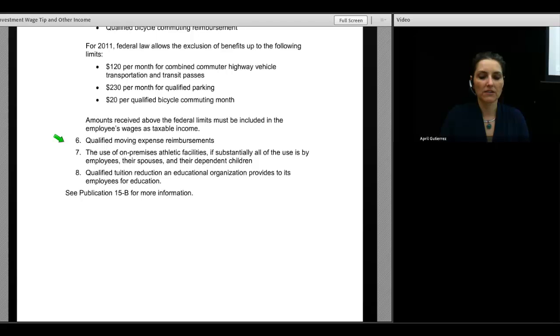Also, an employer can exclude qualified moving expense reimbursements, the use of on-premises athletic facilities if substantially all of the use is by employees, their spouses, and dependent children, and qualified tuition reduction in an educational organization provided to employees for education. And if you want to know more about taxable fringe benefits and non-taxable fringe benefits, you should go to IRS Publication 15B, which is everything you wanted to know about fringe benefits.